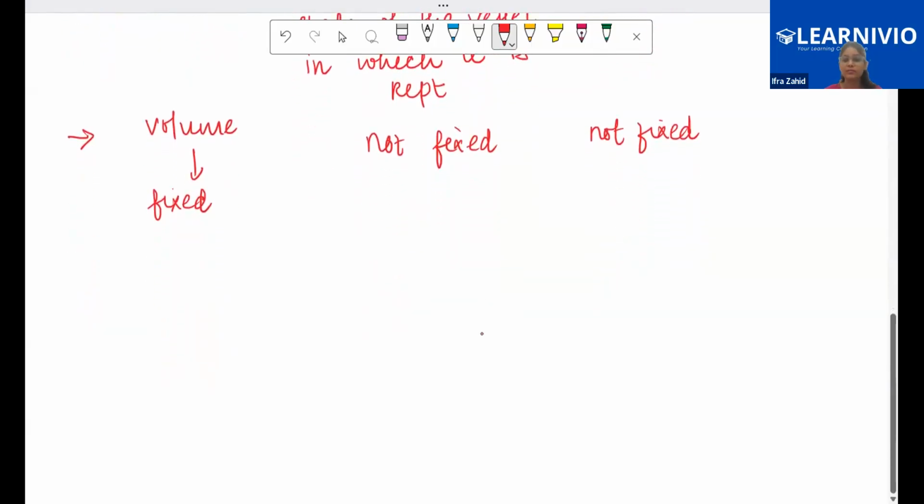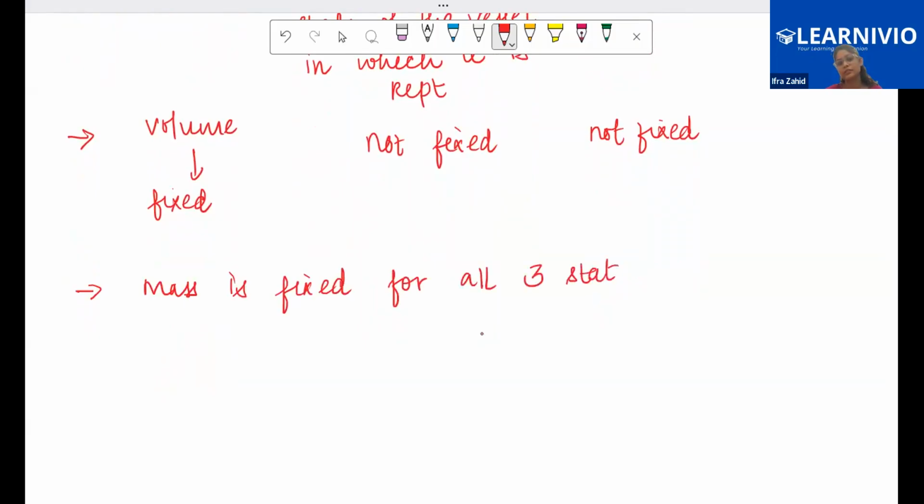Ma'am, what about their mass? Mass is fixed for all three states. Ma'am, how is mass fixed for gas? Yeah, actually, I was going to say that. Sorry. It's not fixed for gases. I'll erase this. It's fixed for solids and liquids, but not for gases. Okay, ma'am.